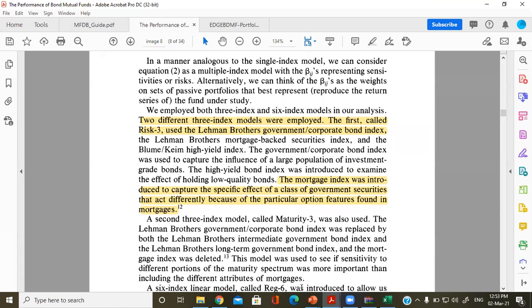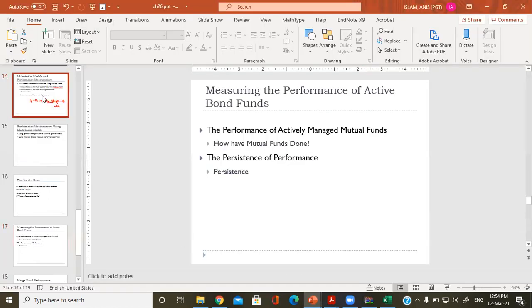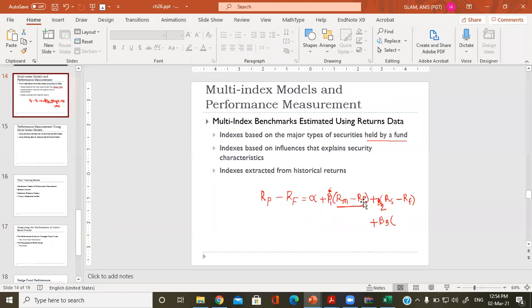By the model, I mean the multi-index benchmark model, what we wrote here. You see the multi-index benchmark we wrote here? Yes, sir. And in the paper, when I refer to the model, it refers to what kind of model they have used. For example, how many indexes they have taken for the bond fund.